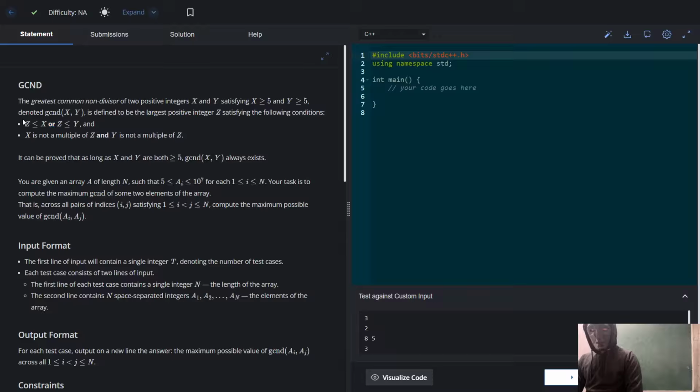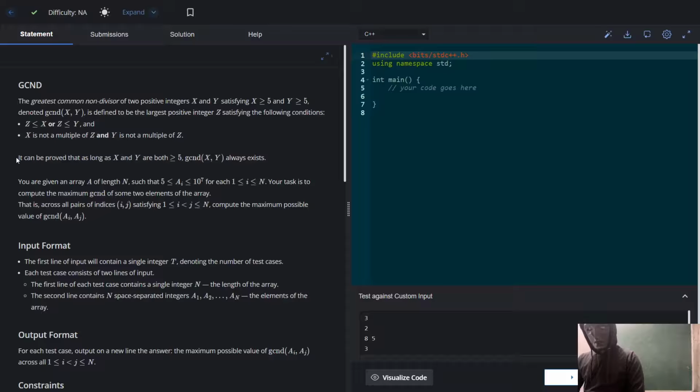So this z, if it is less than one of the two integers, it is fine. If it is lesser than both, it is fine, but it shouldn't be greater than both. And the given x should not be a multiple of z and y should not be a multiple of z. Don't worry, I'll be telling you clearly on the board. And it can be proven that as long as x and y are both greater than or equal to 5, GCND of x and y always exists.